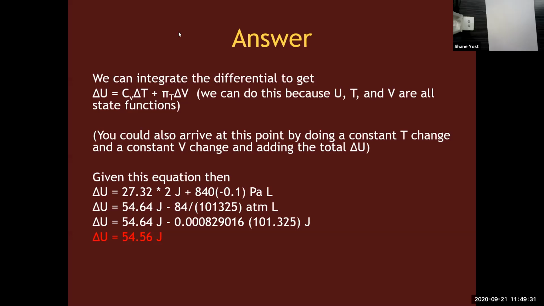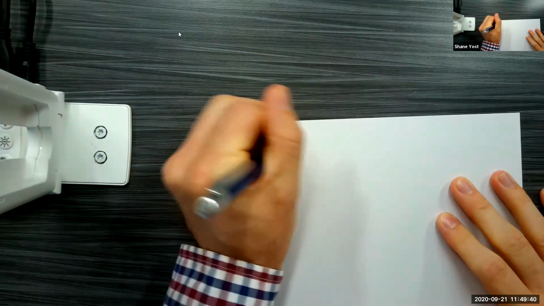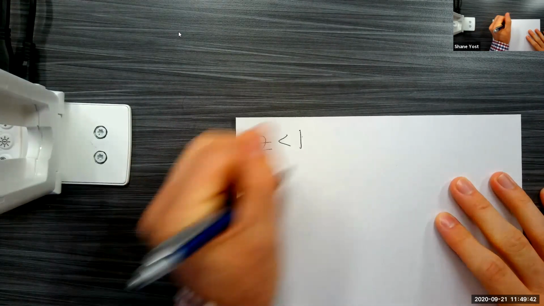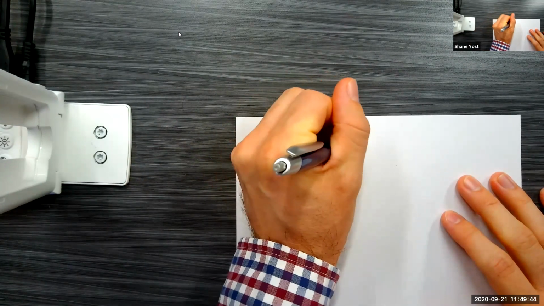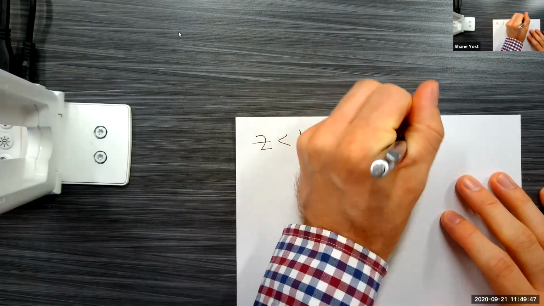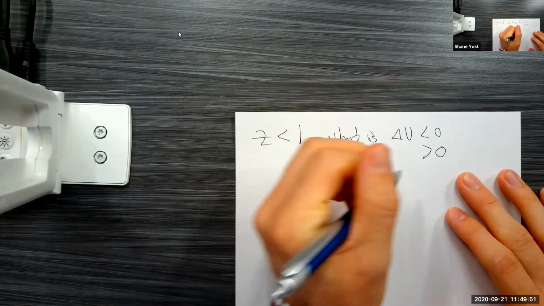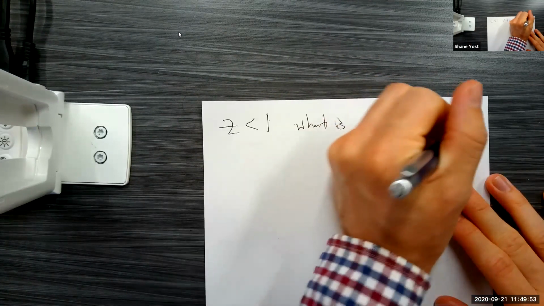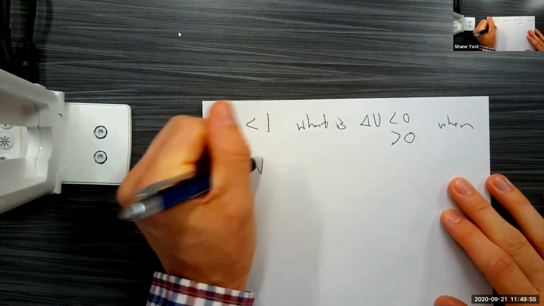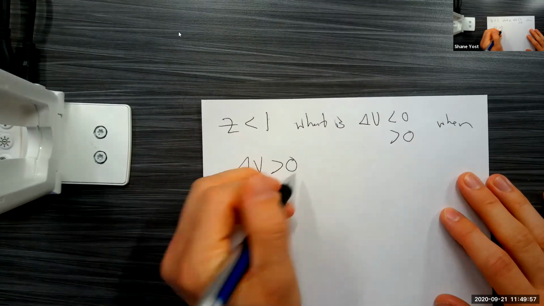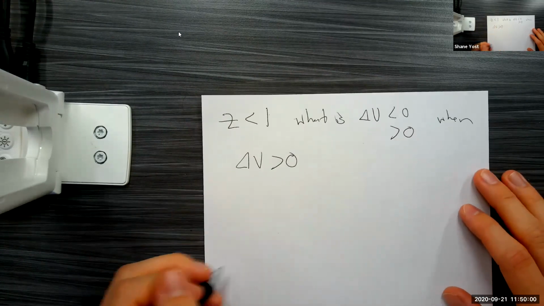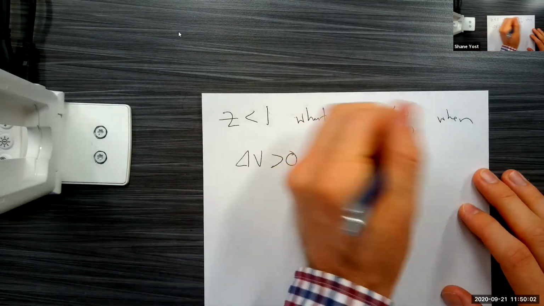So, right, increase is what here. I'm just going to write out the question to make sure. So Z is less than 1 for your gas. What is delta U? Is it less than 0 or greater than 0, when delta V is greater than 0? Okay, and so we have one person saying greater than 0.